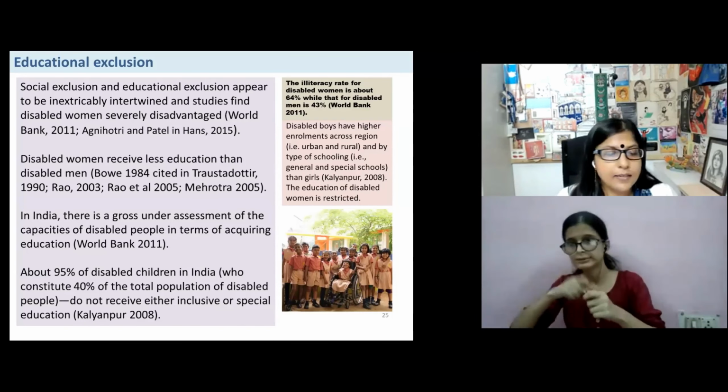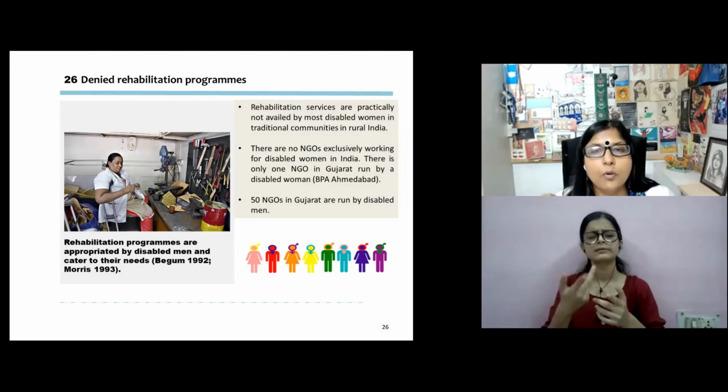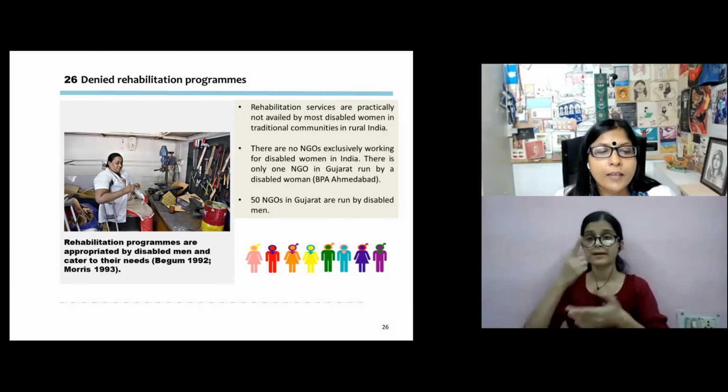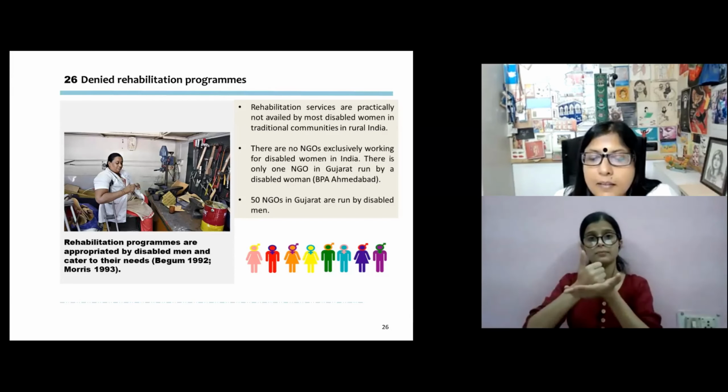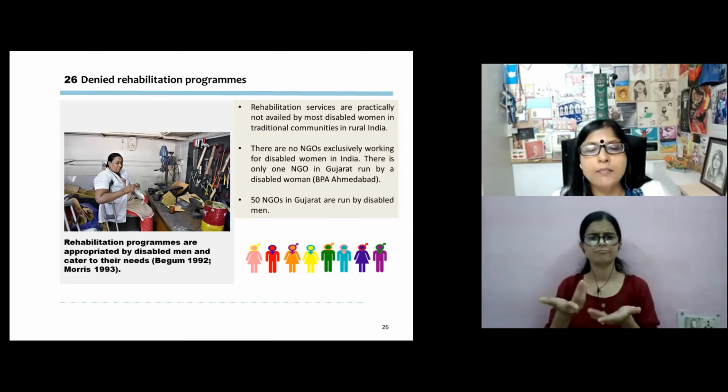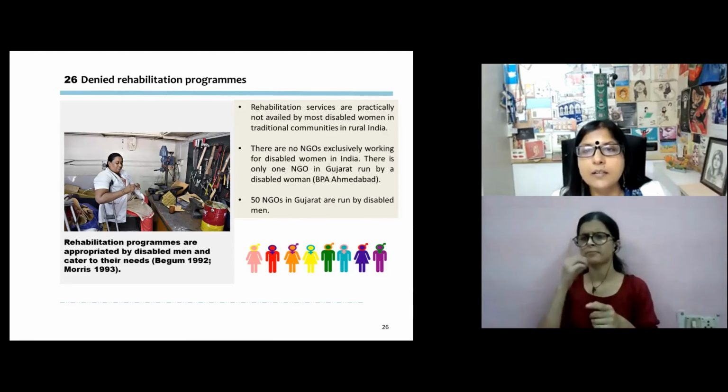Then again, with respect to rehabilitation programs, globally disabled women from differing social scenarios state that these programs are appropriated by disabled men and cater to their needs. So studies by Begum, Morris, etc. are about these. Rehabilitation services are practically not availed by most disabled women in traditional communities in rural India.